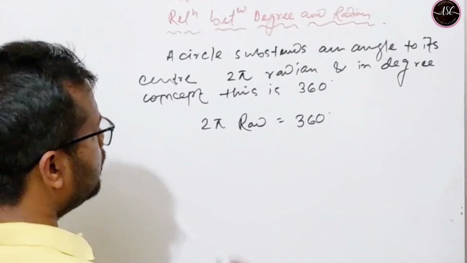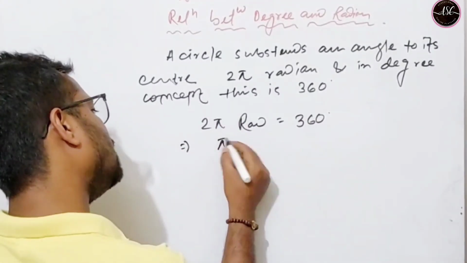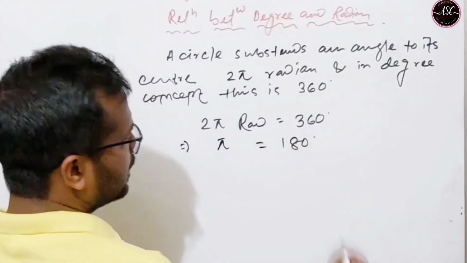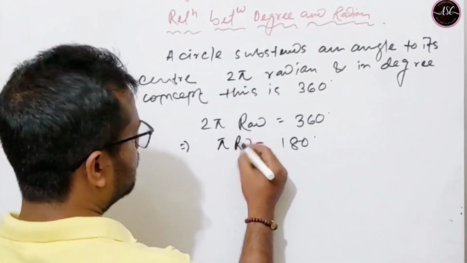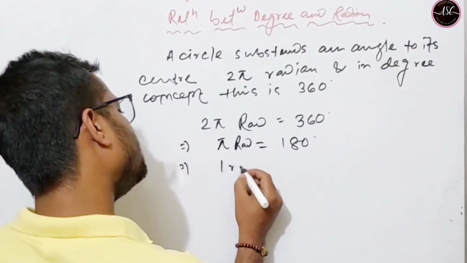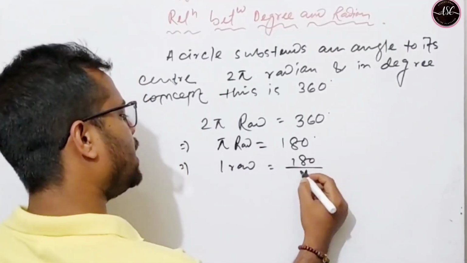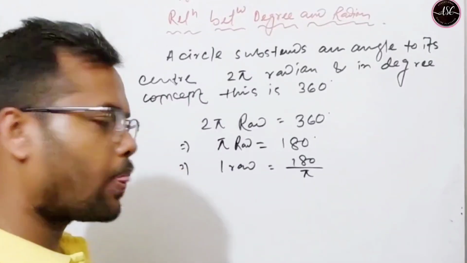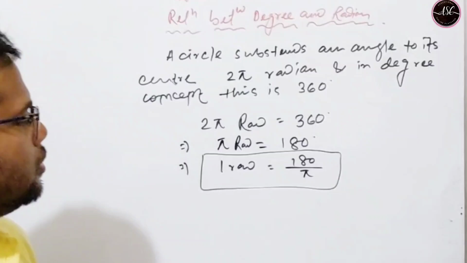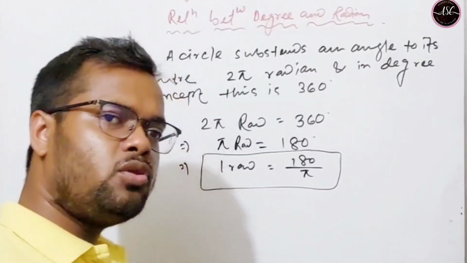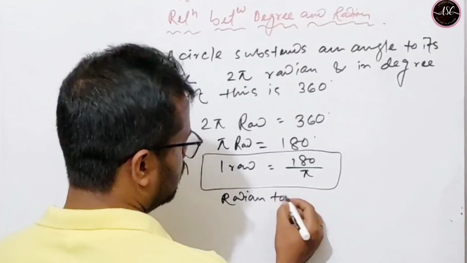Okay, so by cancelling 2 on both sides, we have pi equal to 180 degree. Pi radian equals 180 degree. So 1 radian equal to 180 by pi. This is the formula to convert radian to degree.